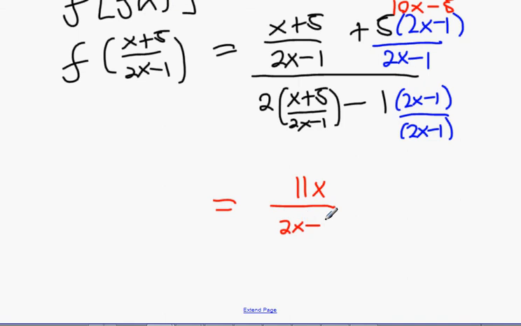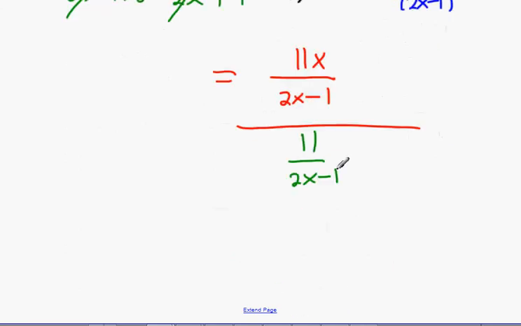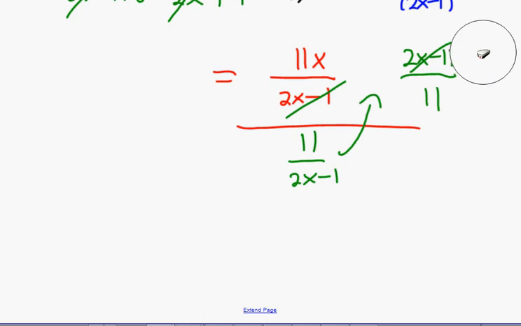Now we're on the bottom part here. What's this? It's going to be 2x minus 2x minus 1. The 2x's cancel. I'm going to get 11 over... Now, what happens when I bring this up to the top? Turn it upside down. Cancel. Cancel. That's not 11, that's a 2x minus 1. 11x over 11? 1x. X. Okay? Now that's handy enough, right?